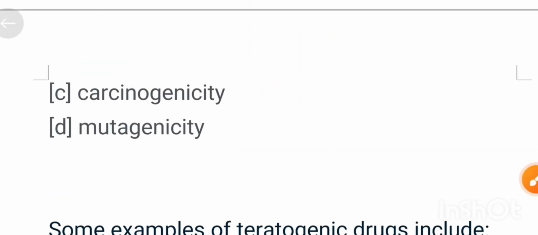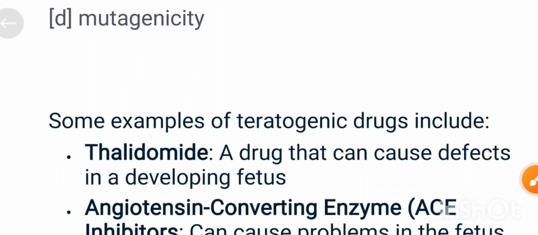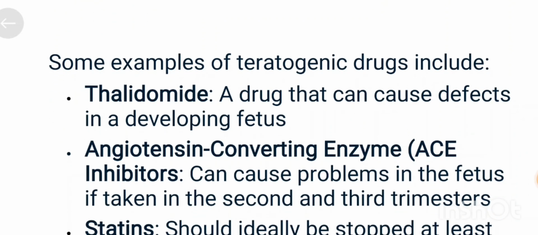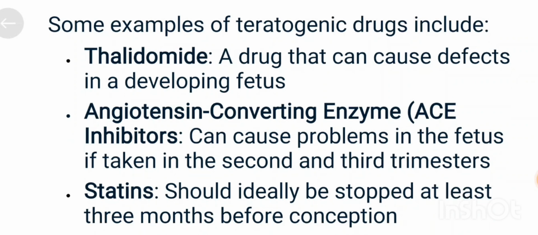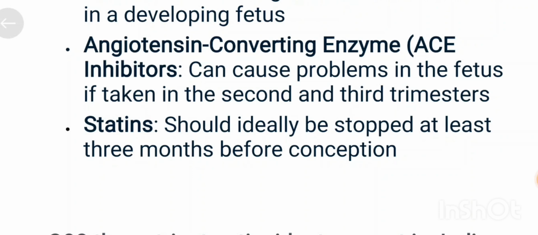Some examples of teratogenic drugs include thalidomide, a drug that can cause defects in a developing fetus, and ACE inhibitor, angiotensin converting enzyme inhibitor, which can cause this problem in the fetus if taken in the third and second trimester. And statins should ideally be stopped at least 3 months before conception.